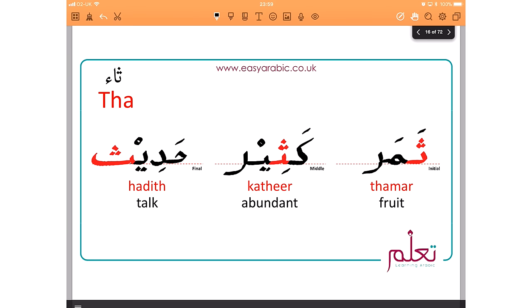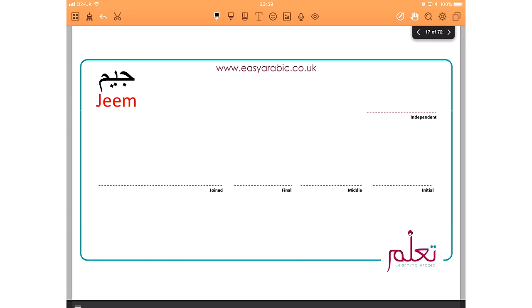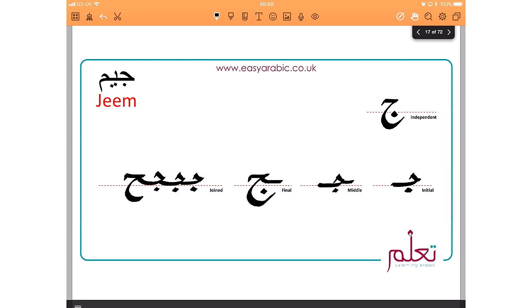Okay, next one we'll look at the letter jim. So we have jim, have the line there. At the beginning we have jim, in the middle something joins onto it, and at the end, so straight, slightly up, jim. So when we join these together we get ja. Do it again, ja. Actually bring this up slightly, and then the last one goes on to jim.